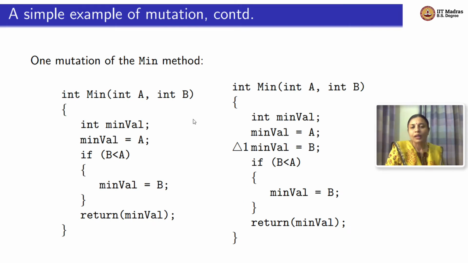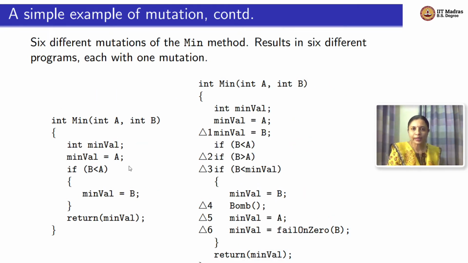We saw this. Now, this is not the only mutant that you can get. For this particular program, you can apply several different mutation operations and get several different mutants. So the next slide illustrates that. On the left-hand side, you see the original program, the program that we started out with. It just computes the minimum of 2 numbers. Simple enough to understand. On the right-hand side, there are 6 different mutants of this program.